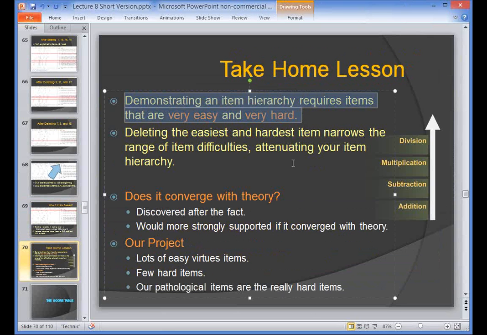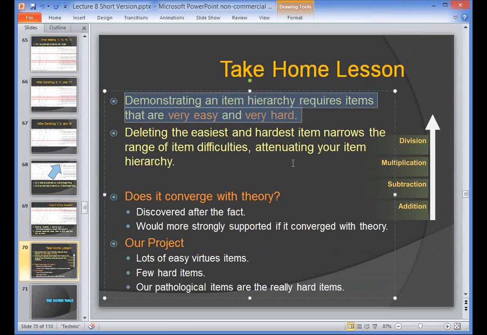And if you delete the easiest item or the hardest item, that's going to narrow the range of item difficulties, and that's going to attenuate your item hierarchy. Okay? And then the question for you as you go through this process of trying to maximize the item hierarchy, if you decide to do that, do the resulting items converge with your theory? Because in personality scales, we really haven't tried to set forward a theory that could dictate the items. Do you find a theory there in the resulting items, or don't you?